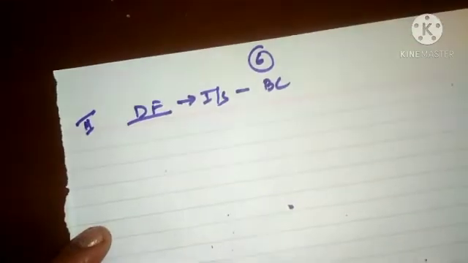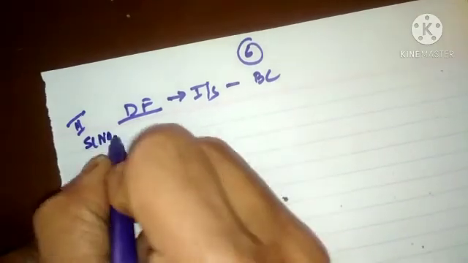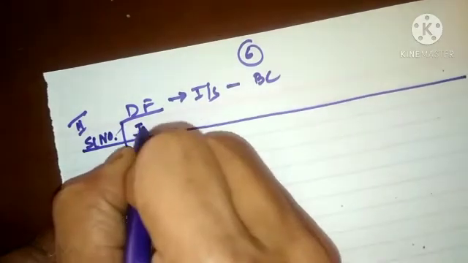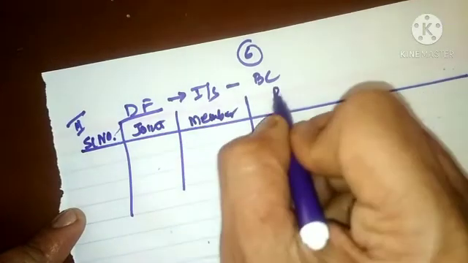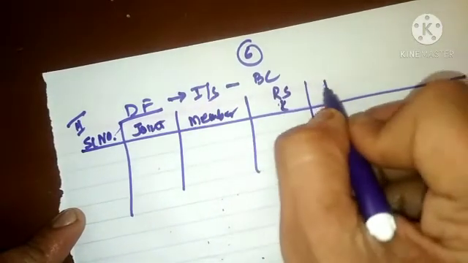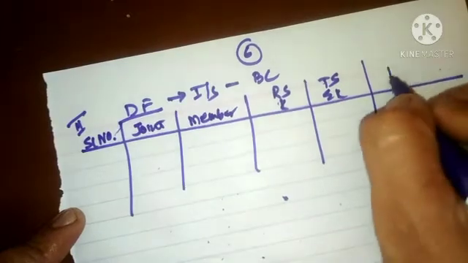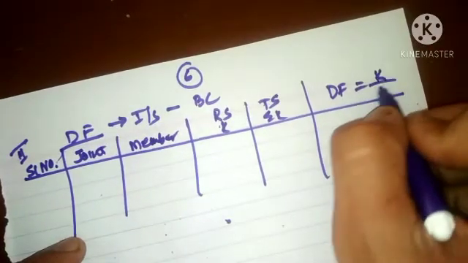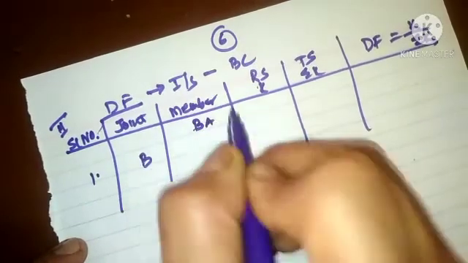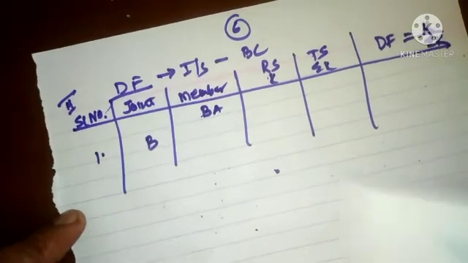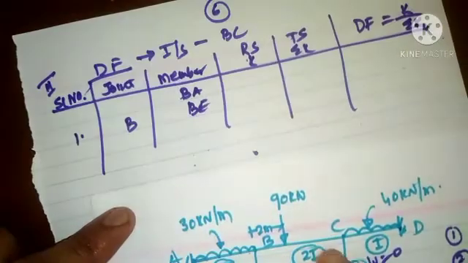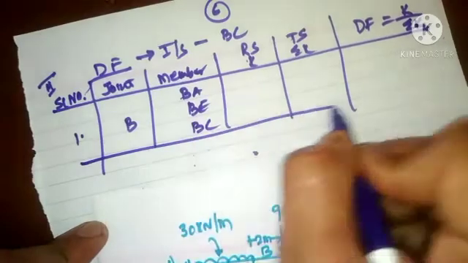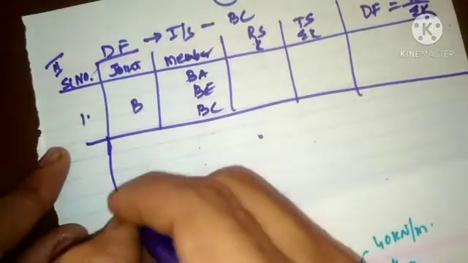The same situation we will try to bring up here in the form of a table. Serial number, joint, member, relative stiffness RS, which we will call K, total stiffness summation K, then distribution factor will be equal to K divided by summation K. So first serial number, joint B. Members connected to B are BA on the left hand side, vertical member is BE, and horizontal member is BC. So this completes the members associated with joint B.